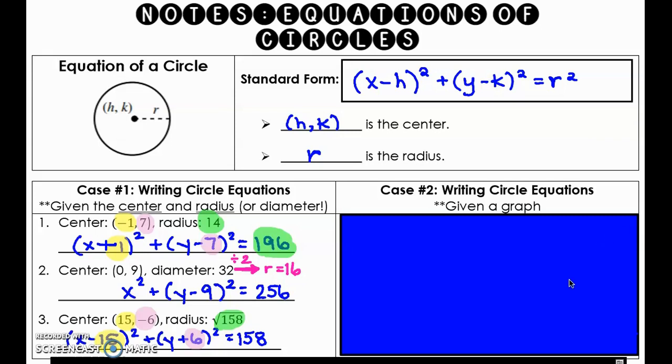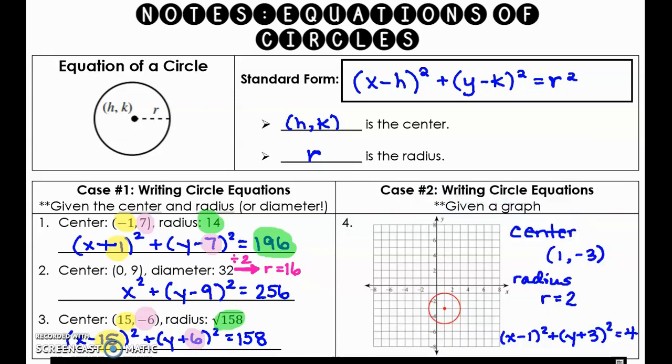For case number 2, let's go ahead and look at that one. I'm going to be given a graph. So here I'm given a graph of a circle, and I need to find that equation. So first and foremost, I want to look at my center. The center is the middle point right here. Well, that's easily at (1, -3). My radius, how I find that is it's always the length from the center point to any point on the outside of my circle.